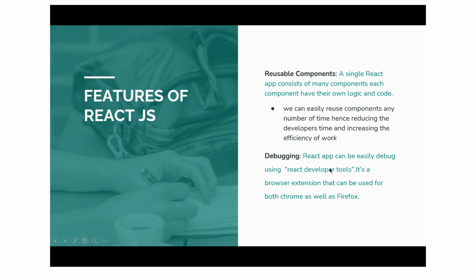And next, coming to debugging, a React app also has a debug feature. React can be easily debugged using React Developer Tools. We have an extension called React Developer Tools, available in the browser extensions, so we can download it. Using it, we can see the code in a format like HTML and CSS, so the user can easily understand the code. It is available in both Chrome and Firefox.